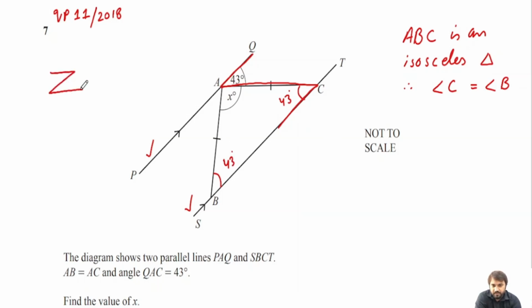Keep it in mind, Z-shaped angle, the lines should be parallel, something like this. BAQ and SBCT are parallel lines. Therefore, we can form Z. It means we have the alternate interior angles. Alternate angles are interior angles.